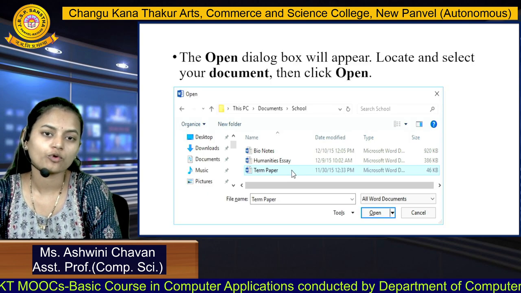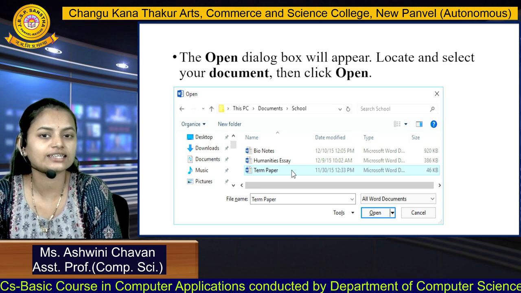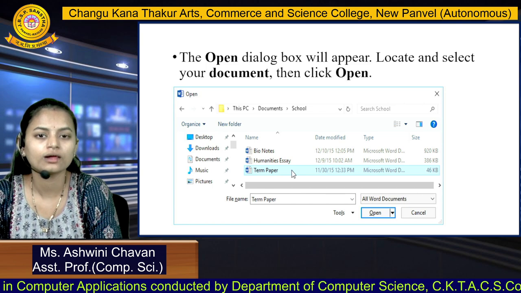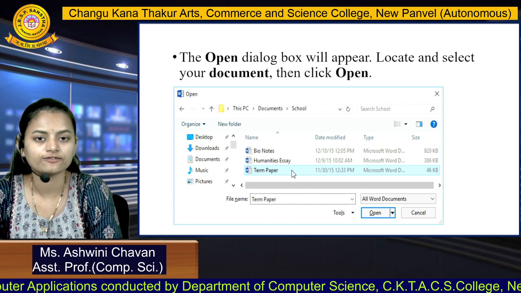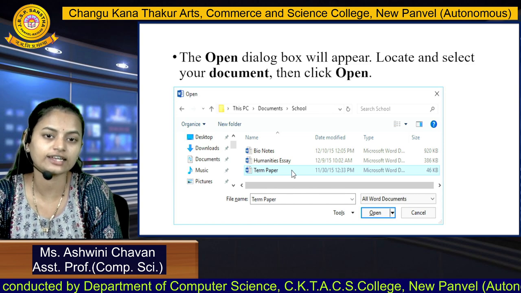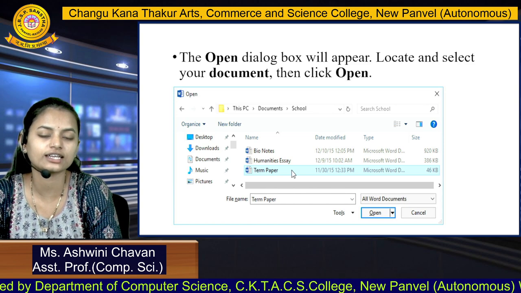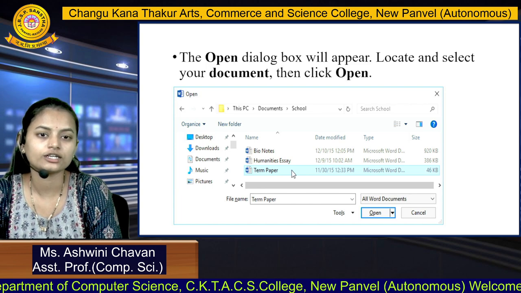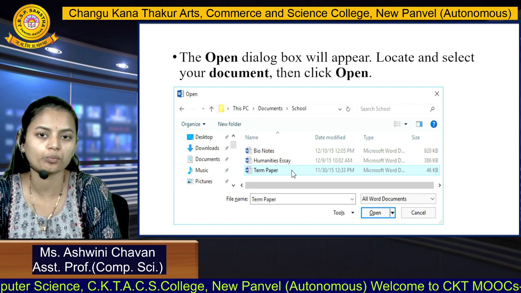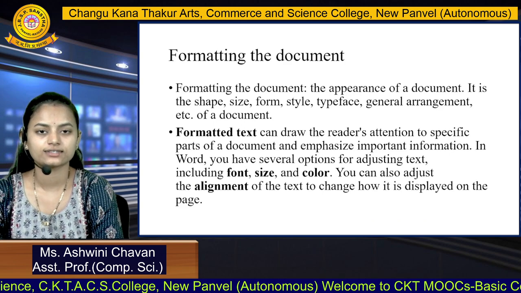The Open dialog box will appear. Then locate and select your document, then just click Open. Okay, so from the given list of folders, we can select where we have stored or saved our file. Based on that, we can select that particular folder. Into that, we can select the file, and then we just need to click Open. So our document will get opened.